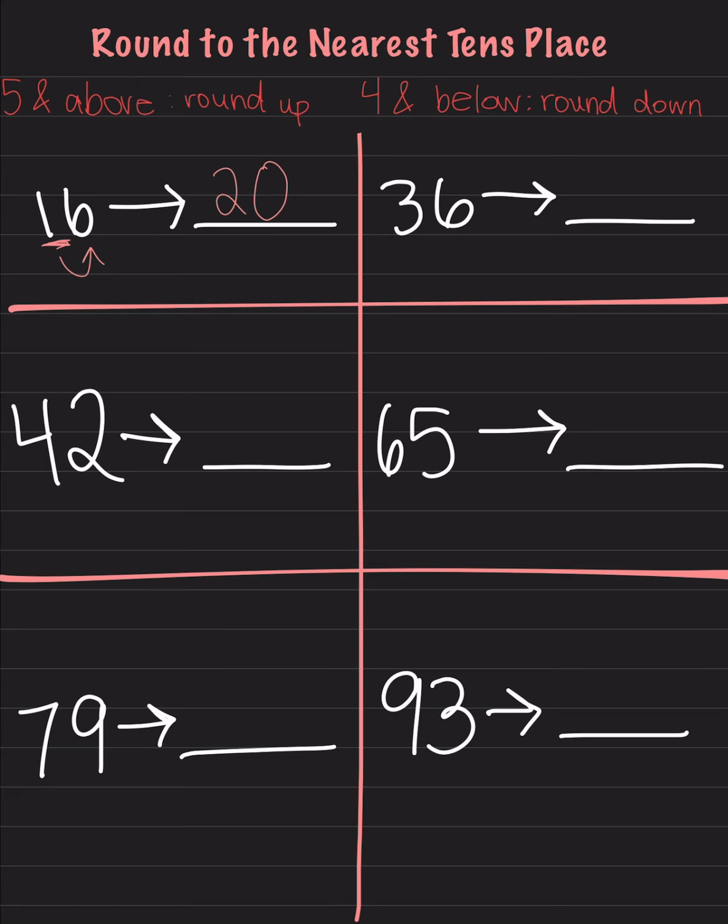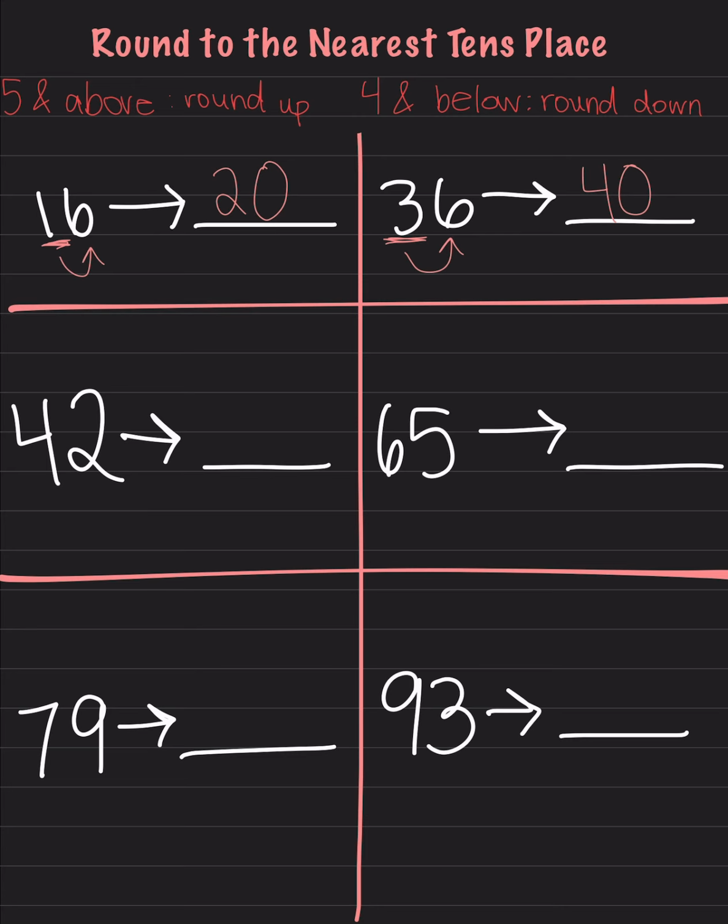Next, I have the number 36. 3 is in the tens place. I will then look at the next number, which is 6, and I will ask myself, is 6 5 and above, or is it 4 and below? 6 is 5 and above, which means I round up. I will come back to this 3 over here, and I will round it up, which means I add 1, which is 4. Then I follow it with a 0. 36 rounded to the nearest tens place is 40.